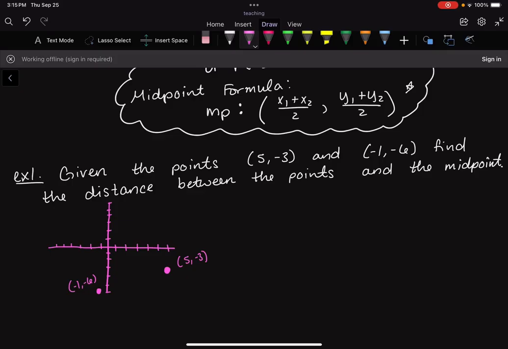So I'm looking for the distance between these 2 points, and then I'm also going to have to find the midpoint between these points. So let's do the distance first. I'm going to color code a little bit. So my distance, I'm going to go ahead and write the formula. So I have x2 minus x1 squared plus y2 minus y1 squared, and this will all be square rooted.